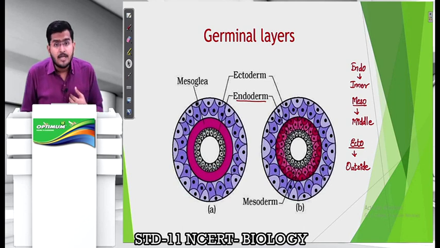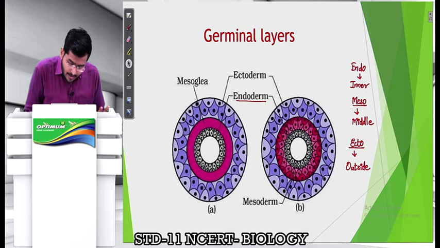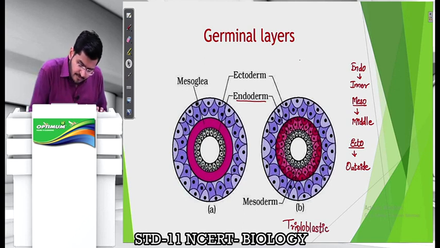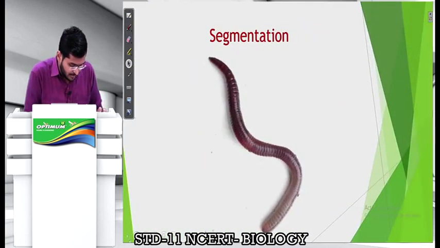So we have three germinal layers. All higher organisms have three germinal layers. So organisms which have three germinal layers, we call them triploblastic. All higher organisms, you talk about humans, you talk about fishes, you talk about rats, all these are triploblastic organisms. These have three germinal layers, right?